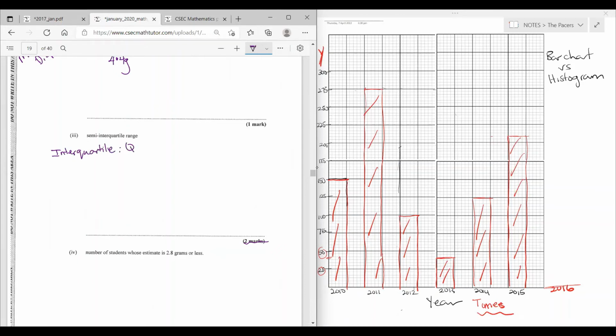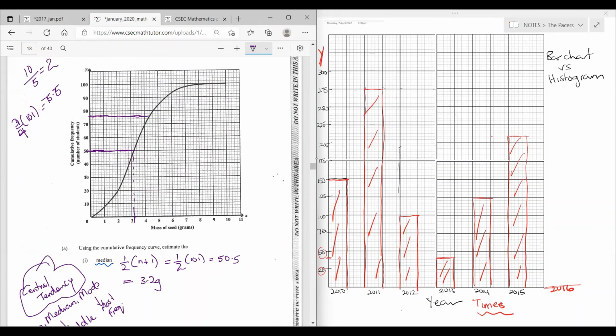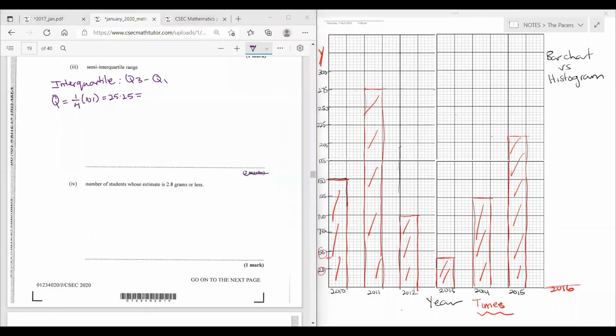The first thing we need to do is find the interquartile, and the interquartile is your Q3 minus your Q1. We already have the Q3, so we have to find the lower. So Q1 is now a quarter by 101, giving us 25.25. When we match it back, we got 2.2. Therefore, our interquartile range is Q3 minus Q1, 4.4 minus 2.2, which is 2.2. And now the semi-interquartile range is 2.2 divided by 2, which is 1.1.